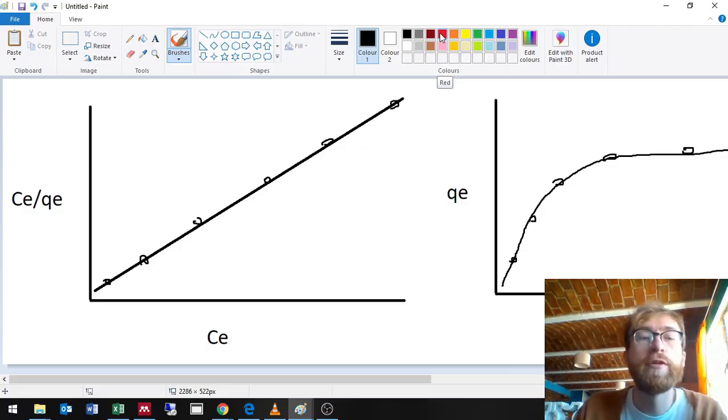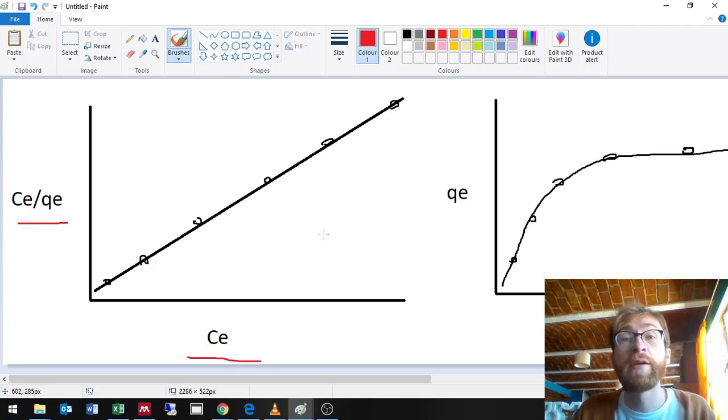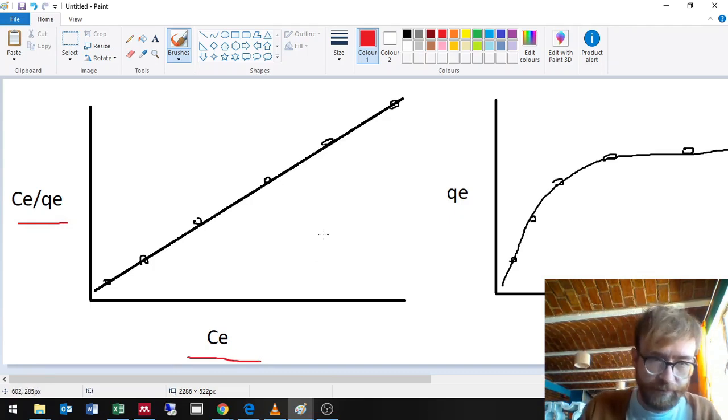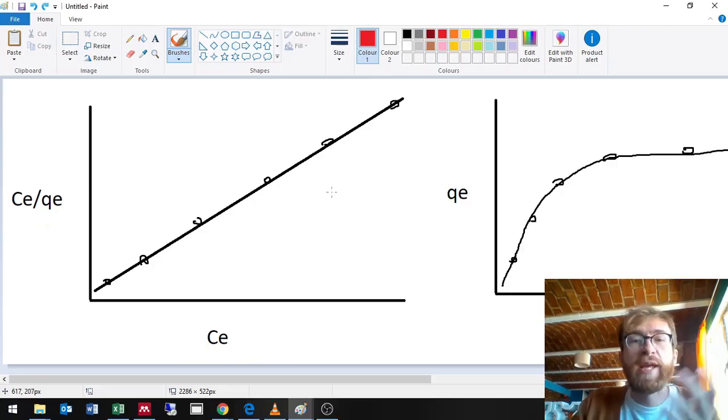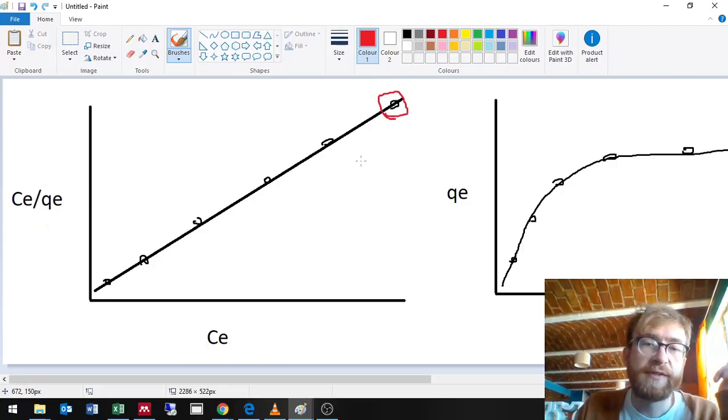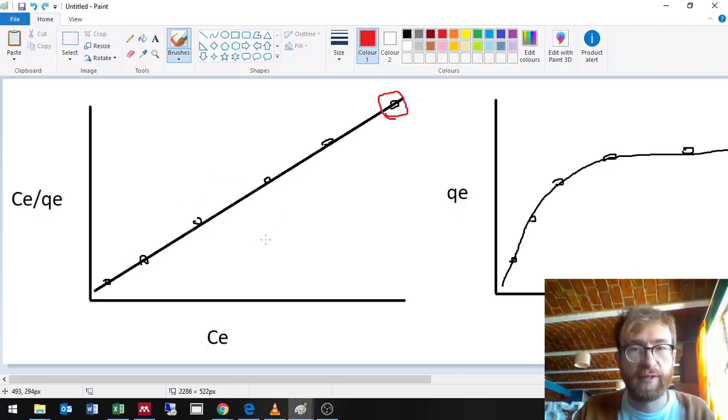Most studies will use linearized adsorption isotherms because it's the quickest and easiest way of obtaining your adsorption isotherm parameters, and it normally works pretty well. So here we have the linearized form of the Langmuir adsorption isotherm equation. The problem here is that these data points are to some extent more important when we fit the model in the linearized way than data points in the middle or down the bottom.